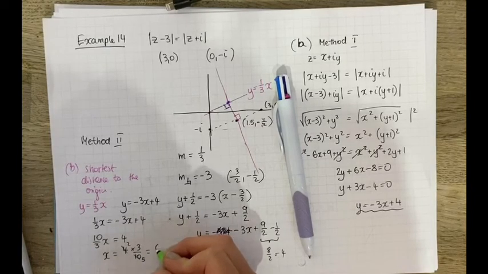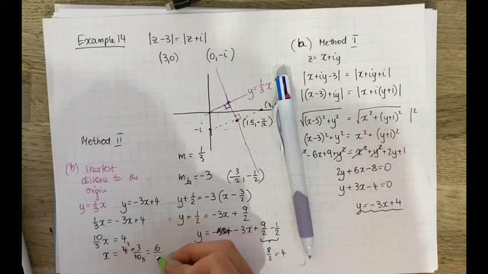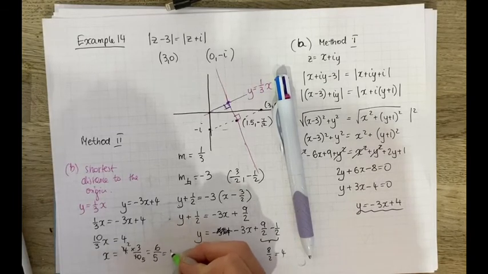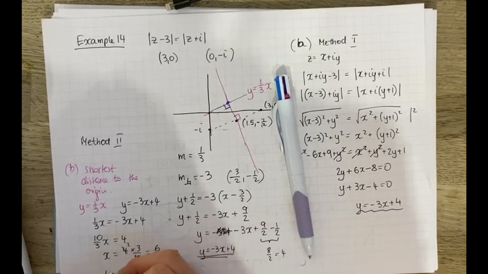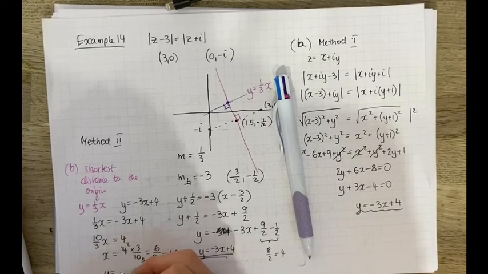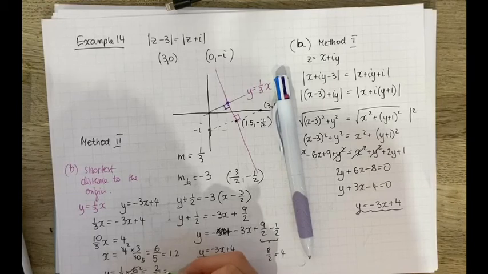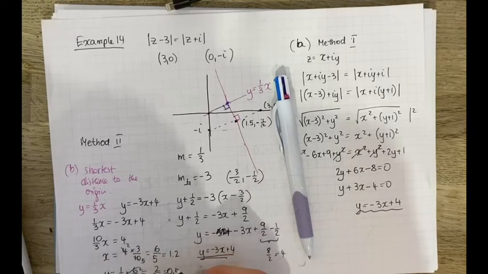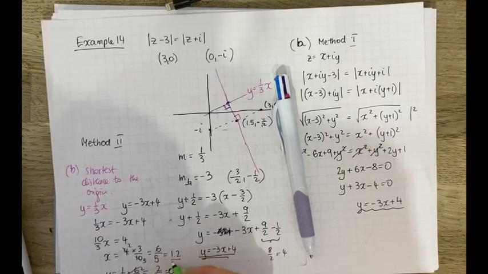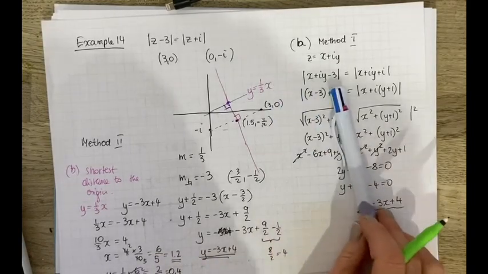which is 6/5, or 1.2. The y coordinate is going to be 1/3 times 6/5, which is 2/5, or 0.4. There you go.